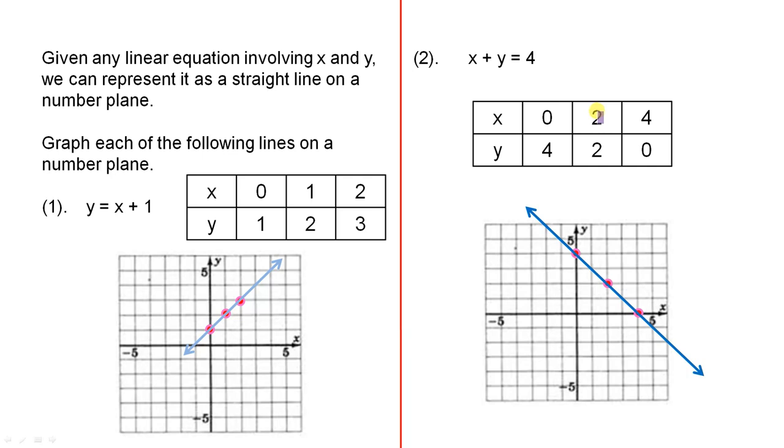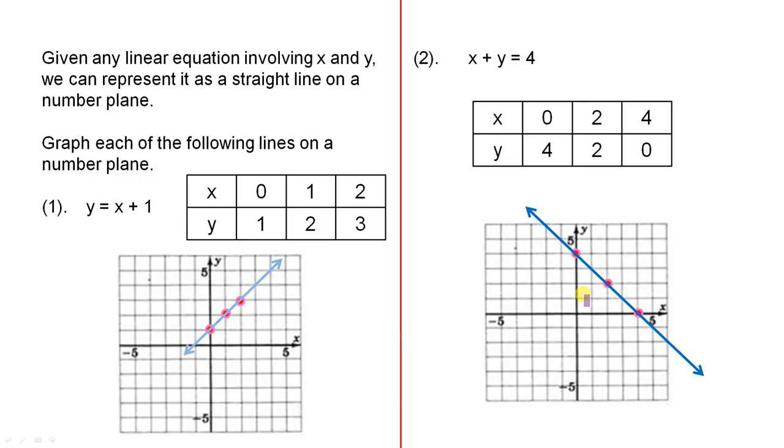When x is 2, we have 2 plus y equals 4, so y equals 2. And when x is 4, which is here, we have 4 plus y equals 4, so y must be 0. So we have the points (0, 4), (2, 2), and (4, 0).